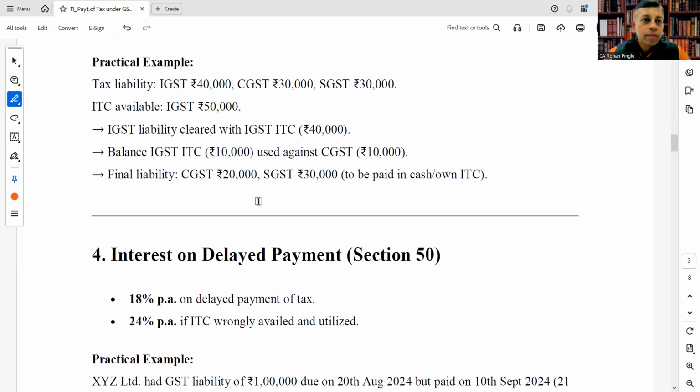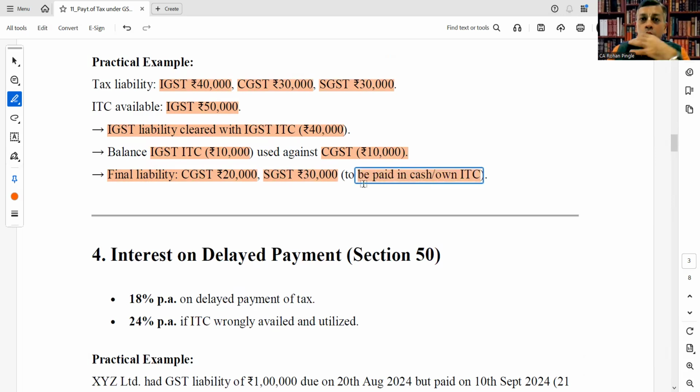Practical example. Tax liability: IGST 40,000, CGST 30,000, SGST 30,000. ITC available: IGST 50,000. First you have to use this credit. The IGST liability is cleared with IGST ITC directly; 40,000 would be cleared from this credit, so you have to first adjust with this. Then the balance IGST, that is rupees 10,000, is used against CGST rupees 10,000. Finally, the liability will be CGST 20,000, and SGST remains as it is, 30,000, to be paid in cash or own ITC. Hope you understand.